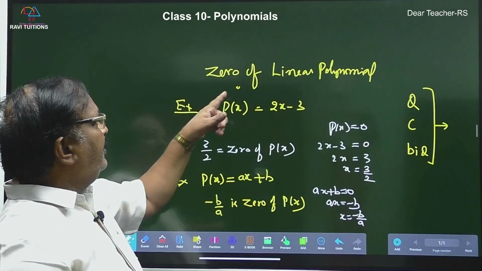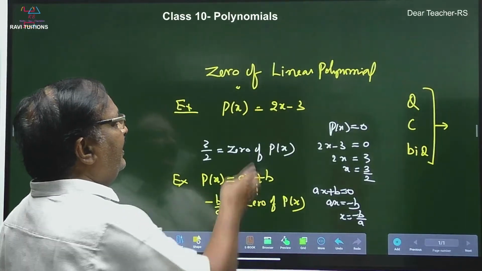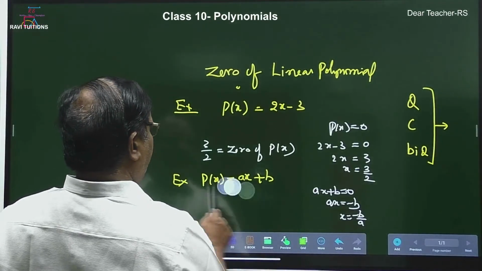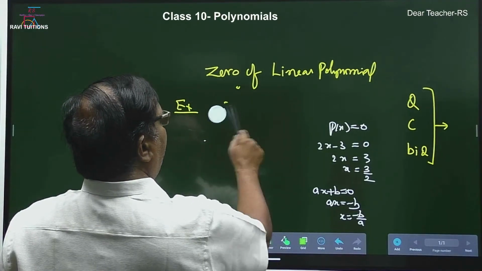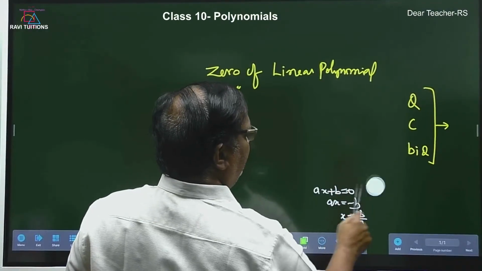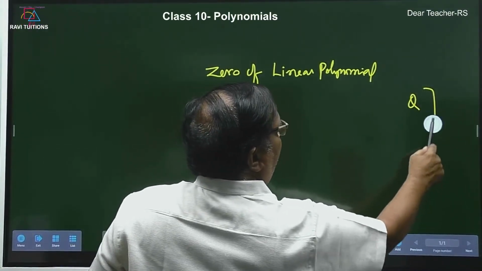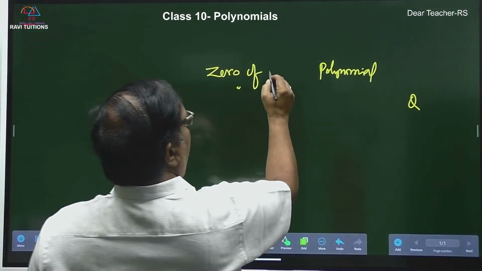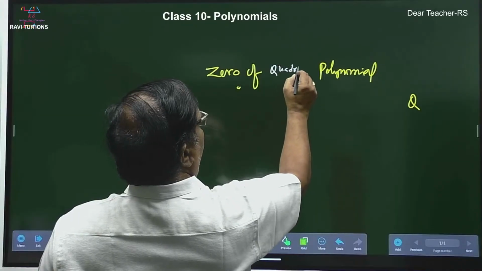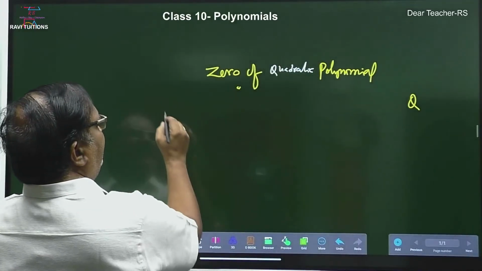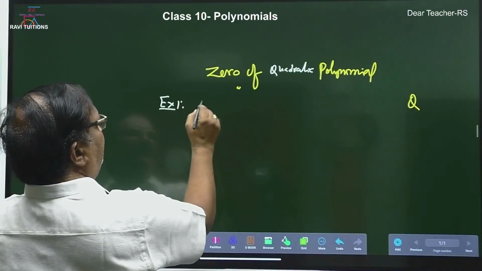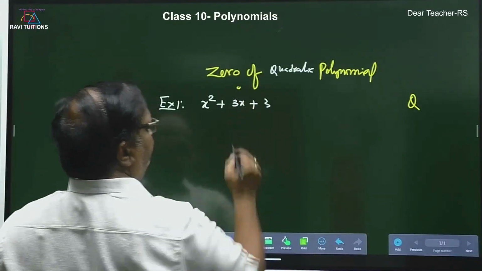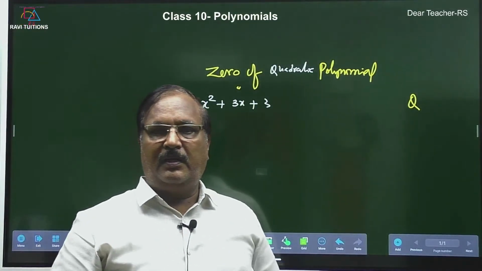So now this is zeros of a linear polynomial. We will have an example for zeros of a quadratic polynomial. So for that, let us take an example. Example 1, x square plus 3x plus 3.